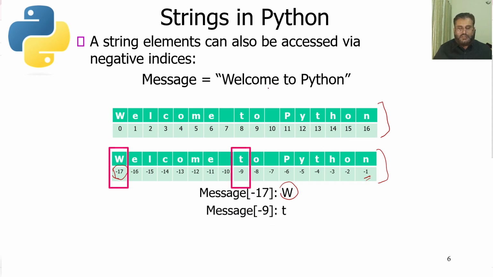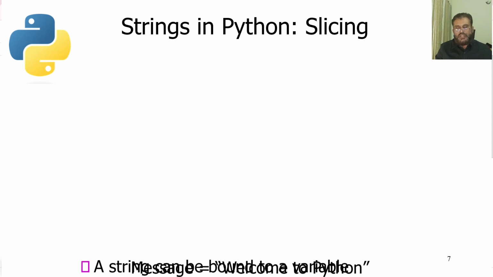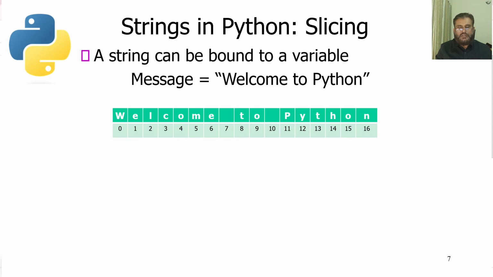And in the same way, if I give -9, then the output element will be t, which is stored at the -9 index of the string. And likewise, if I give -1, then I will get the element n, which is stored at the -1 index of the string. So Python also has this interesting concept of slicing. What do we mean by that?